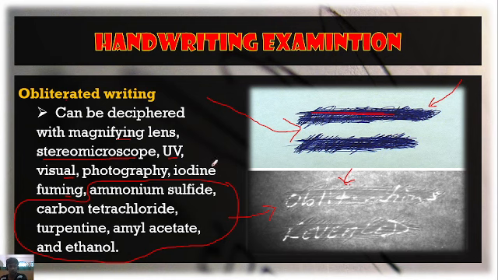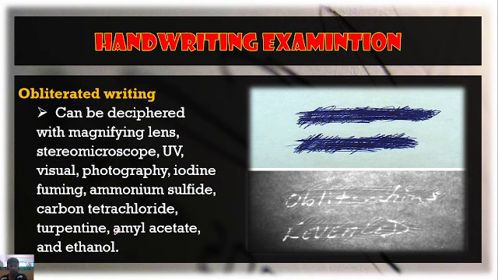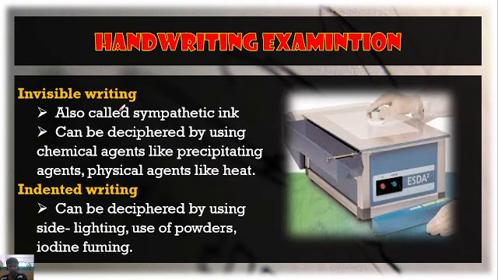So that is very much considered when it comes to the use of chemical methods of examination. For invisible writing, then we can decipher it through the use of chemical agents. And take note that invisible writings are also called sympathetic ink. For indented writings, as we have mentioned a while ago, the best to use there is ESDA.